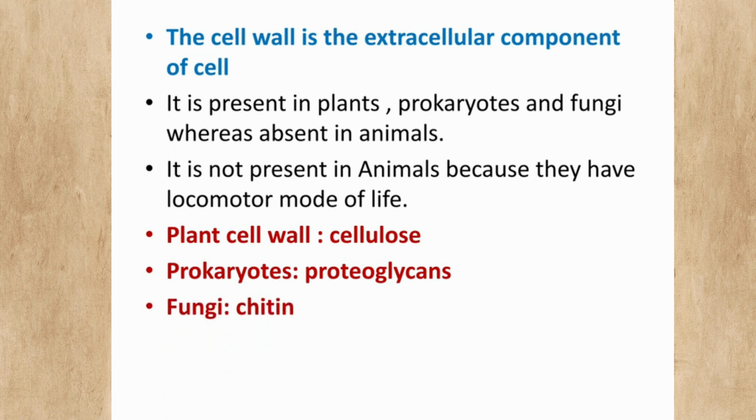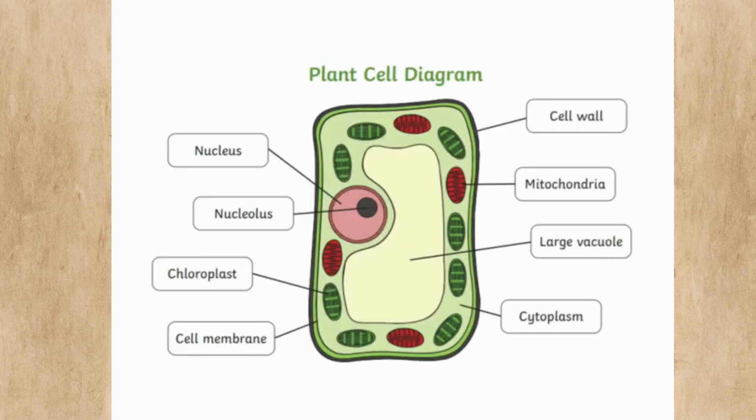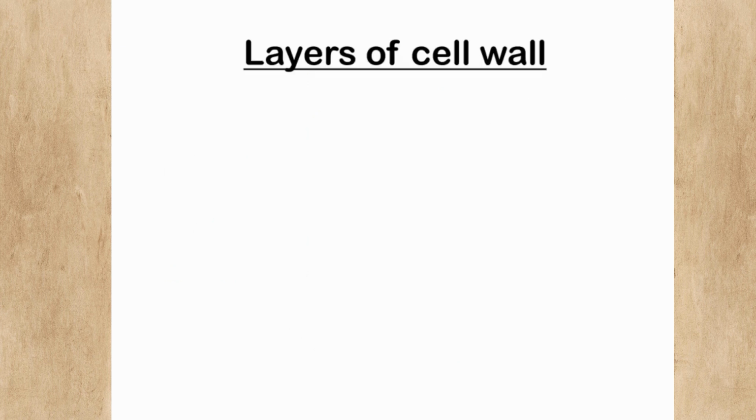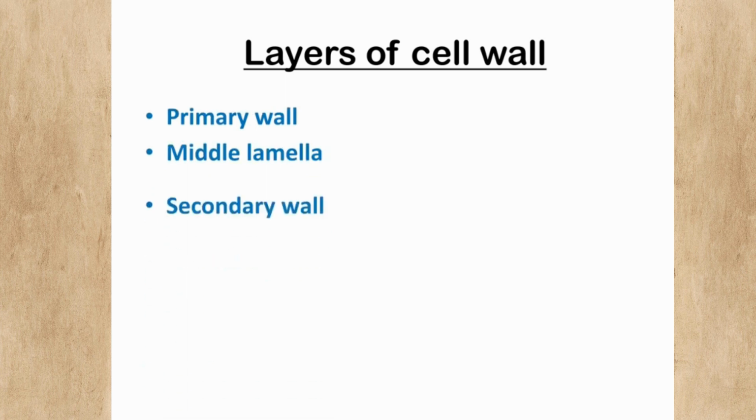Now let's have a look on a plant cell diagram. This is a general appearance, but in this video I would be talking mainly about the cell wall. Let's talk about the layers of cell wall. There are basically three layers of cell wall, that are primary wall, middle lamella, and secondary wall.